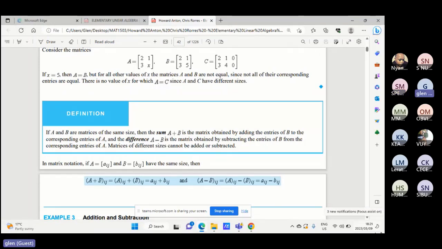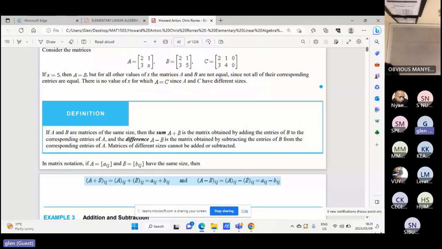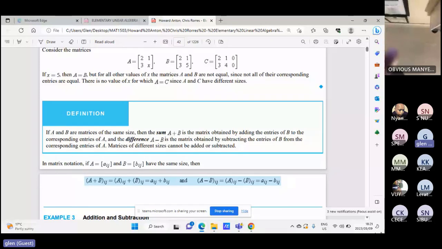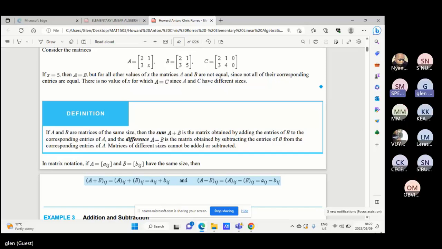Spencer, yes. Who else? Makwena. I captured Spencer, Gia, Makwena, Lerato, and Vuyo. Okay, now I'm not going to pick anyone. Any one of you, just mention your name and give us an answer for A plus C. Spencer, your name and you give us an answer.